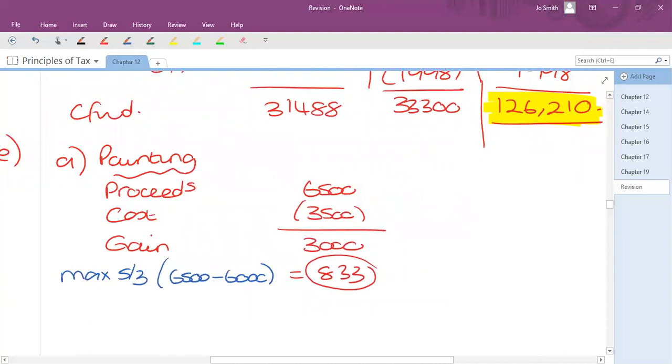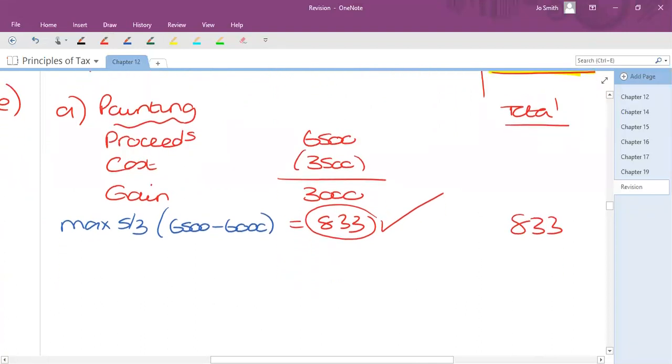So I'm going to carry that across into my total column, and that's what she's going to get assessed on. So even though the actual gain is 3,000, she's only going to get taxed on the 833.